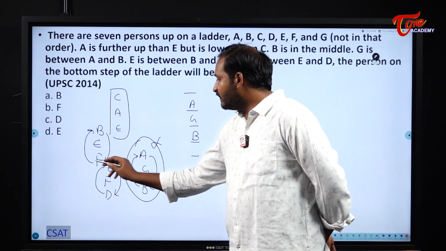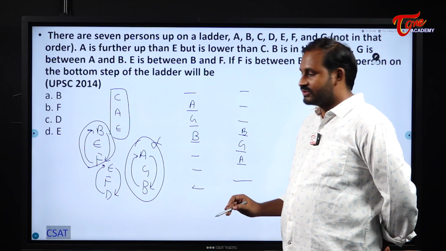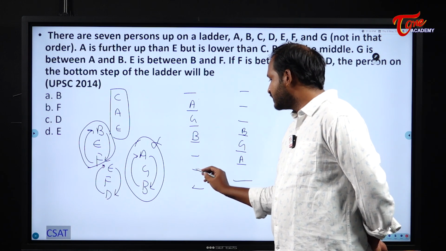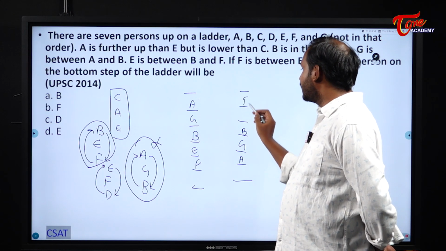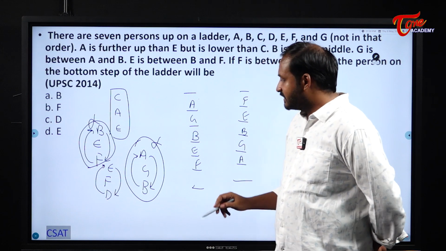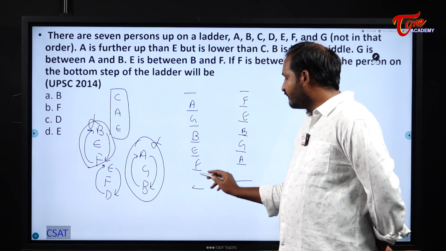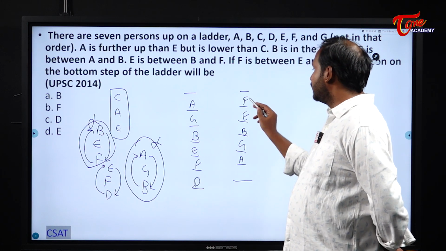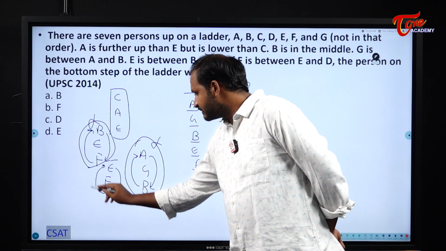Next, between B and F I have who? E. Already B, one side it is gone. So the only chance for us is BF I have here E. So this one is also done. Next, between E and D I have F. EF is already there, so obviously D will come here. So this one is also finished.